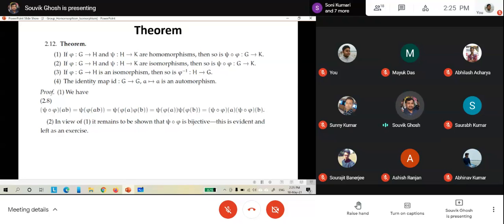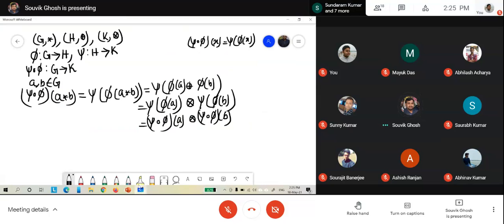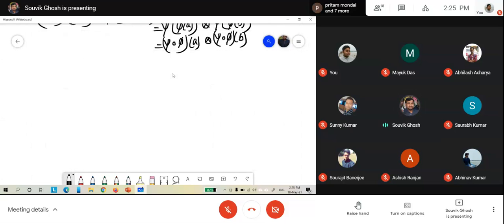So number 3 is, we have the function phi, which is defined from G to H, an isomorphism. Then we have to show that phi inverse is also an isomorphism. So let us prove this one. We have phi defined from G to H. Let us assume that the group is G with composition and H with star.